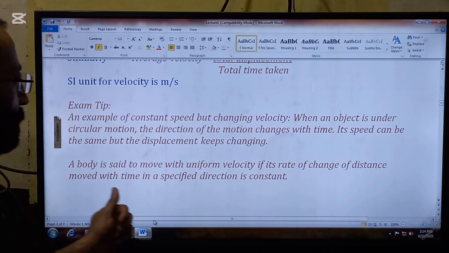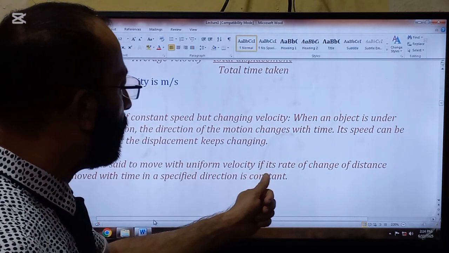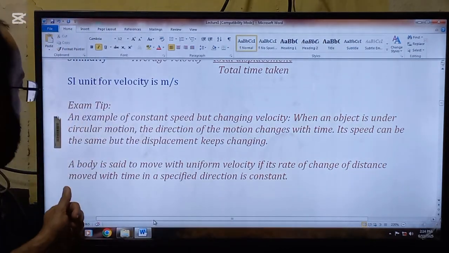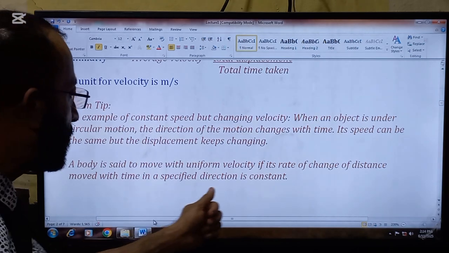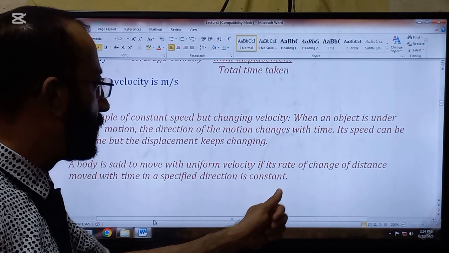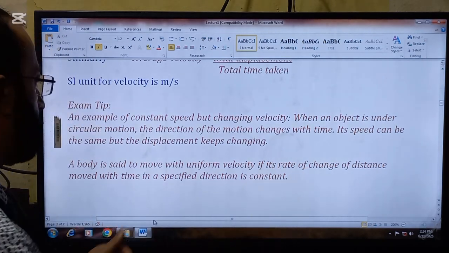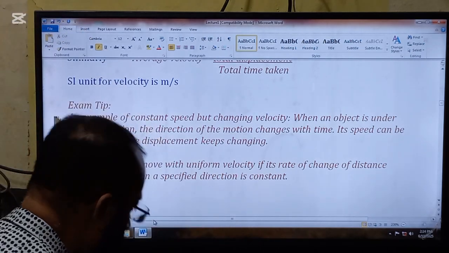A body is said to move with uniform velocity if its rate of change of distance moved with time in a specified direction is constant. So this is the definition of uniform velocity.